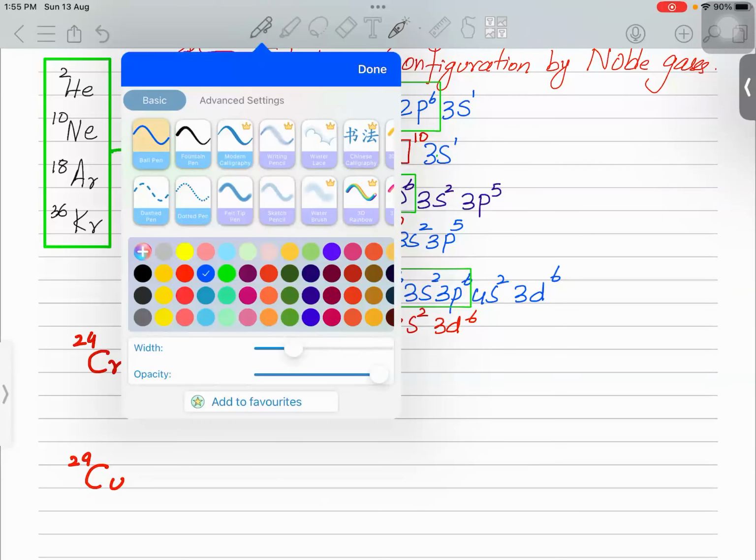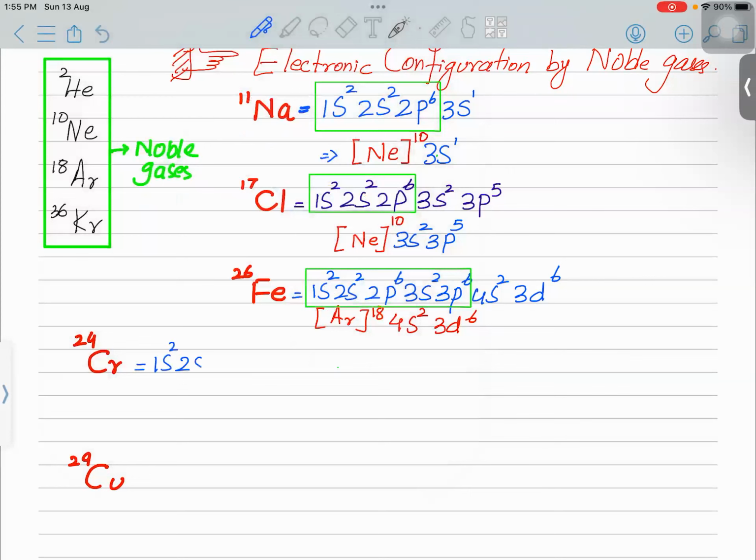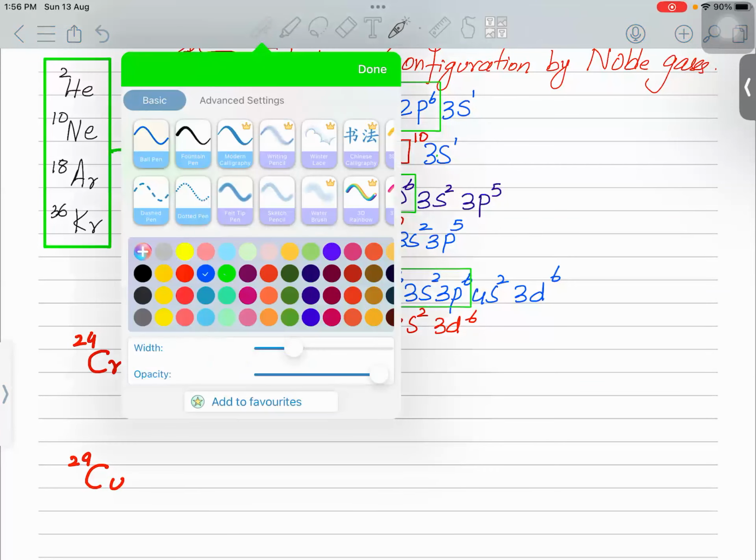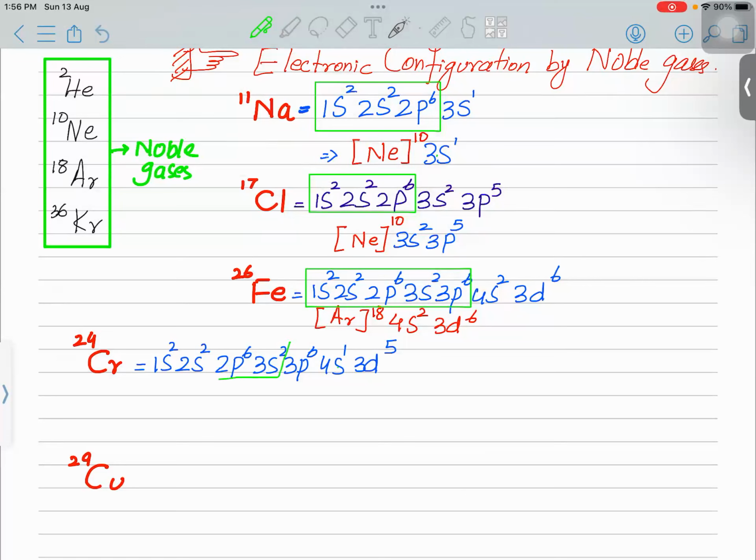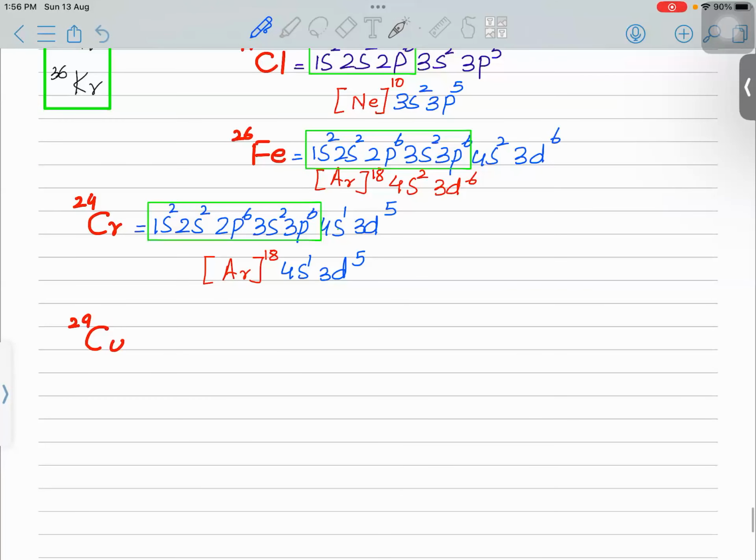Now tell me the electronic configuration of chromium. It will all be the same except the last two orbitals will be 4s1 and 3d5. Very good. Which element is nearest? Argon, which is 18. So the electronic configuration is argon 18, then 4s1, 3d5.